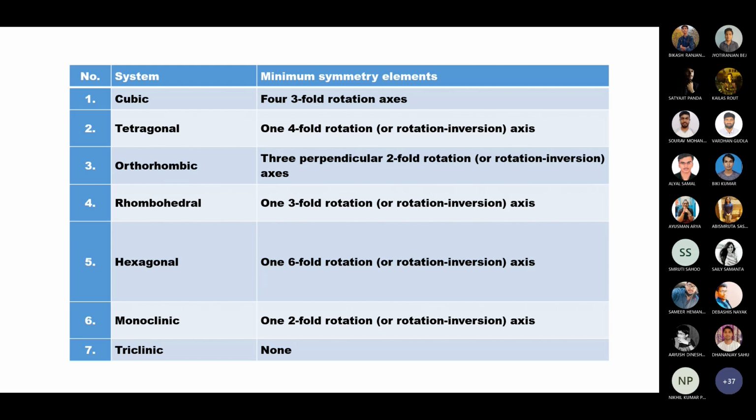Four such diagonal directions are there, where the rotation axis should be in that particular system. In the same way, tetragonal has a fourfold rotation axis, and orthorhombic has three perpendicular twofold rotations. Then rhombohedral has threefold rotation, hexagonal has one sixfold rotation, monoclinic has one twofold rotation, and triclinic has no symmetry element existing.